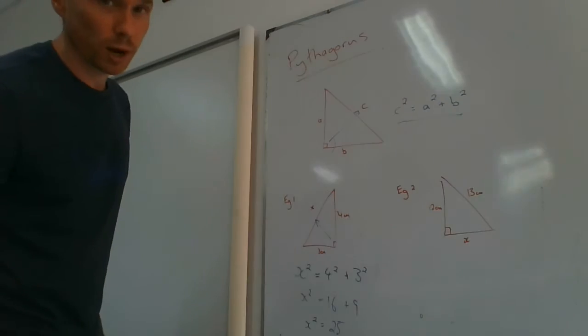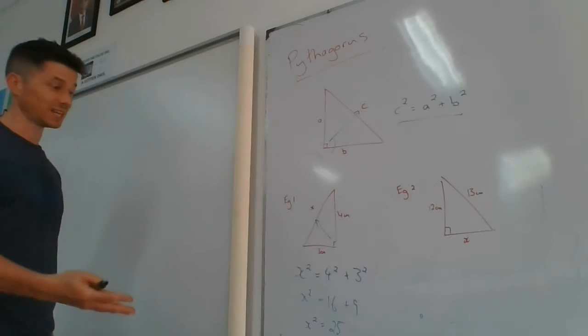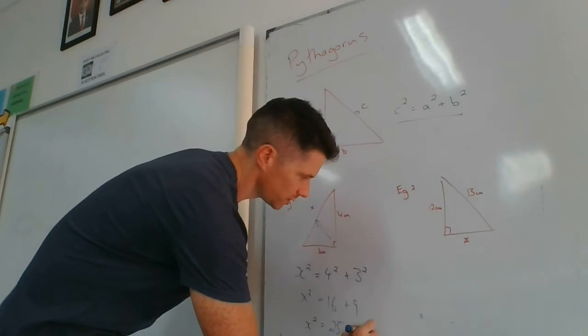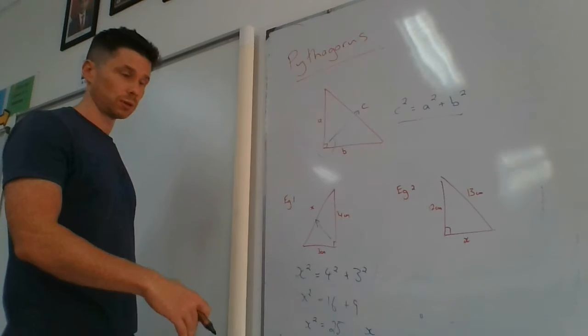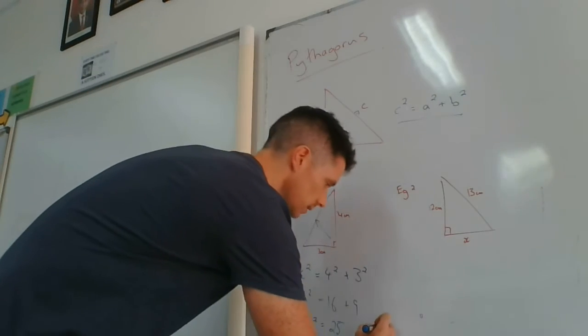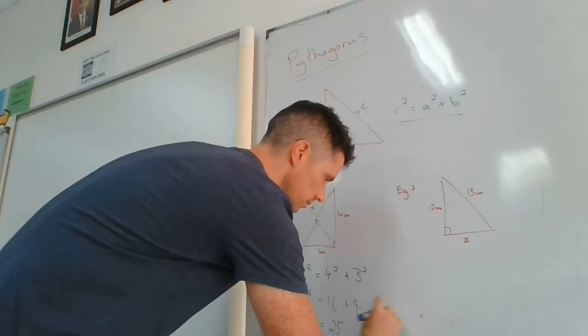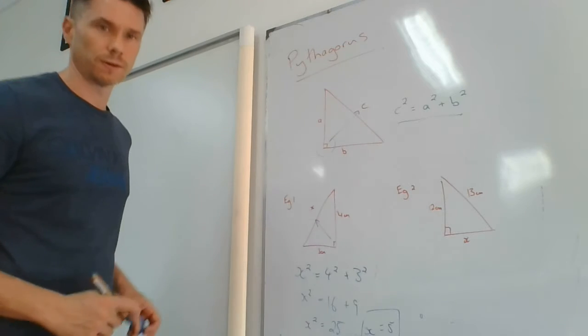Okay, so we have x squared equal to 25. What does x equal? Well, what times itself is 25, otherwise known as the square root of 25. And that is 5. So the answer to this first one is 5.